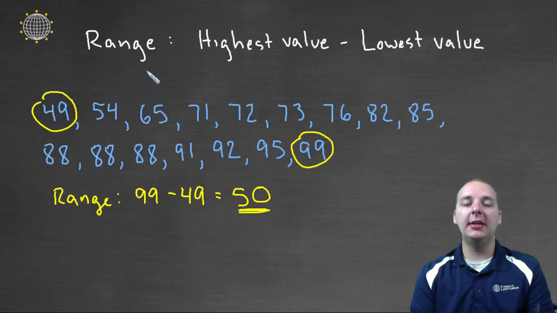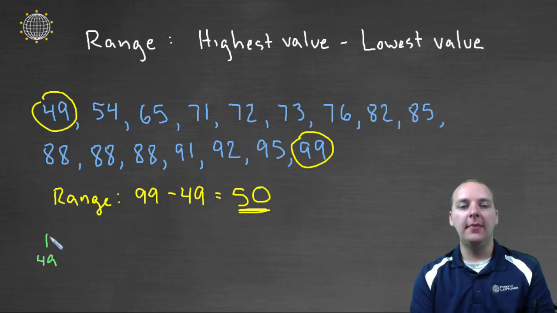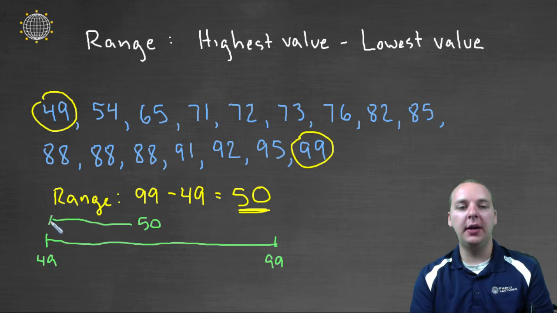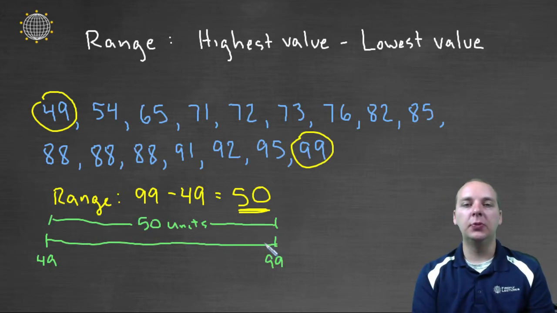Now the range has a nice graphical interpretation as well. On a number line, if you put the low point, let's say at 49, and then you had your different test grades along the way, and your highest grade was a 99, when you take this difference, literally what you're getting here is a difference or a span or a spread of 50 units wide. And so we can see this pretty clearly graphically as well.